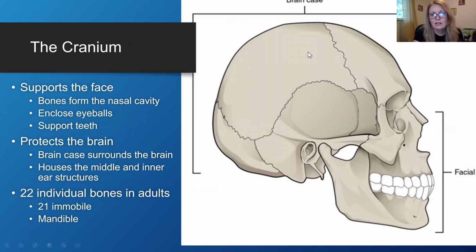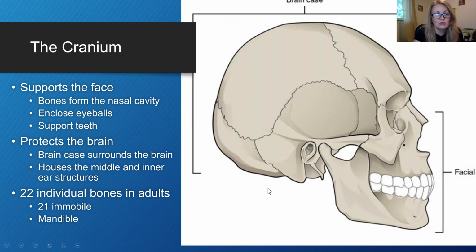So let's start with the skull. The skull is made up of the cranium and facial bones. It protects your brain and protects your face. It forms some openings like the nasal cavity, oral cavity, and bony orbits that protect your eyeballs. And I already mentioned it protects your brain. It houses the middle and internal ear structures.